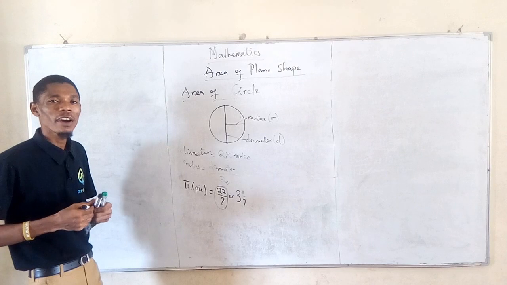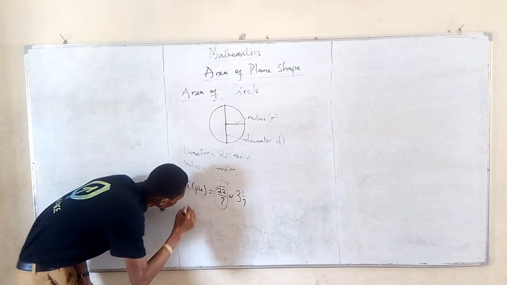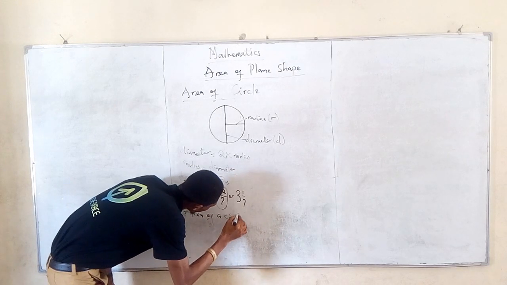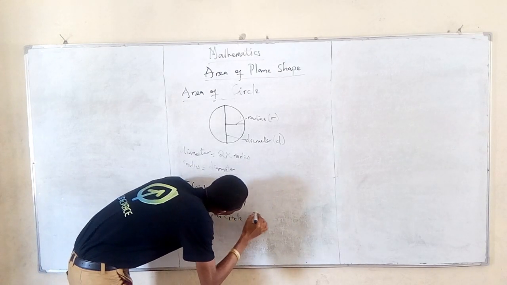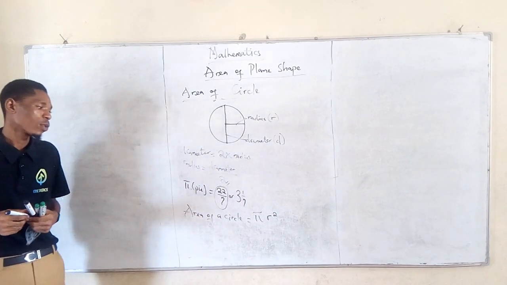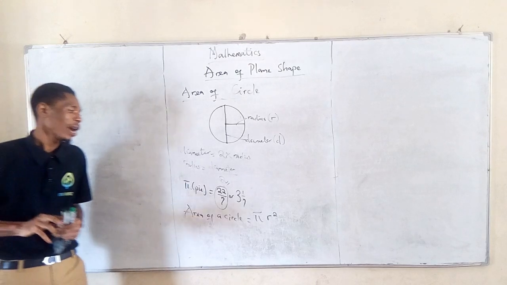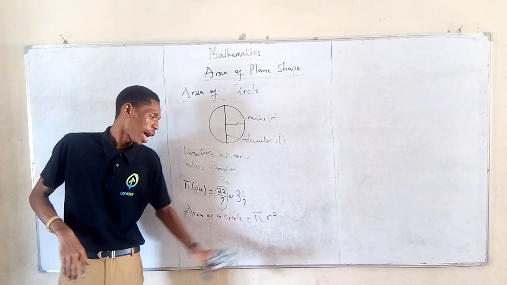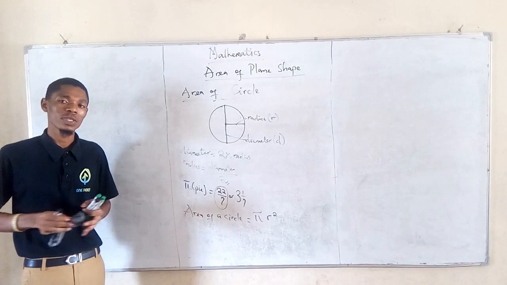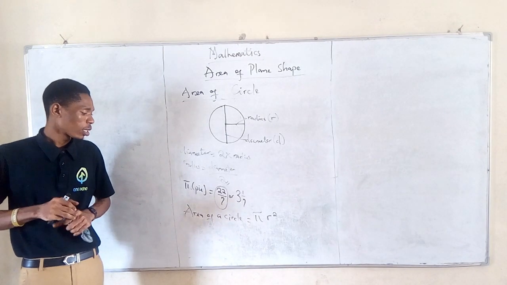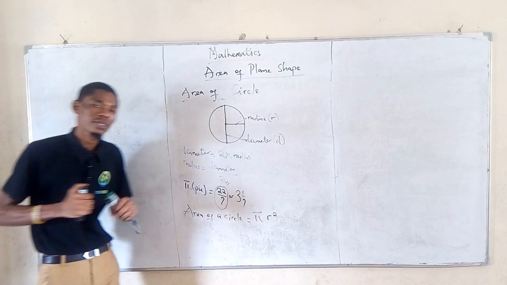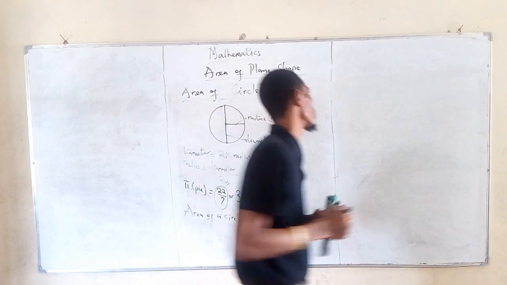So now, what is the area of a circle? Area of a circle is simply pi r squared, where pi is 22 over 7, r is the radius of the circle, and r squared is the radius multiplied by itself. Okay? So the area of a circle is what? Pi r squared.